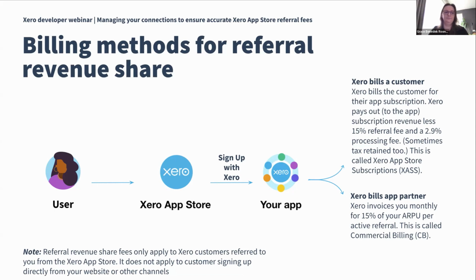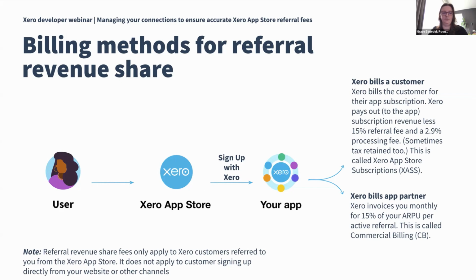So for commercial billing, you manage your own subscription revenue, i.e. you bill your customer. Then each month, Xero will invoice you for the referral revenue share fee. The referral revenue share fee is calculated by 15% of your agreed average revenue per user, or ARPU. And this is done for each active referral. That fee will then be charged for the lifetime of the connection.